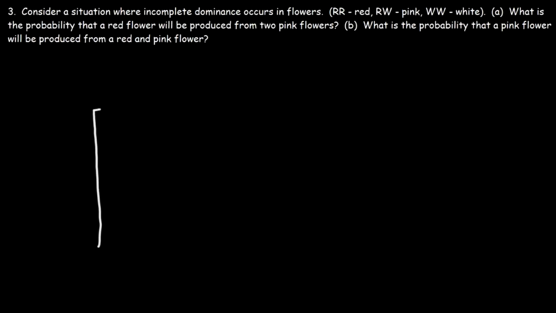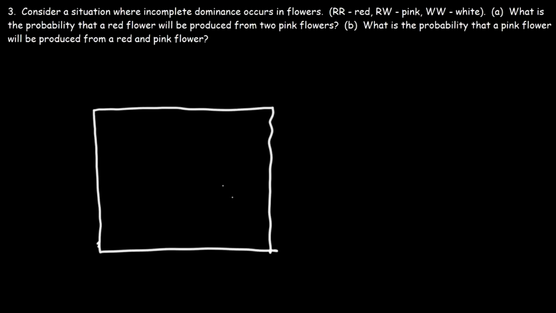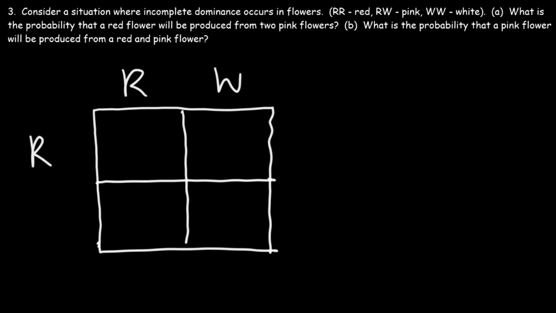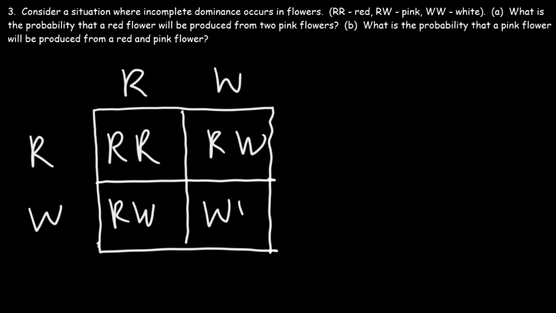So we're only dealing with 1 trait, so we just need a 2x2 Punnett square with 4 squares inside. So each pink flower will have the genotype RW. Now let's go ahead and fill the table. So this is going to be RR, RW, RW, and WW.